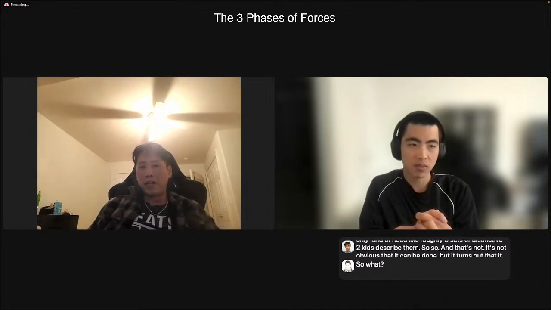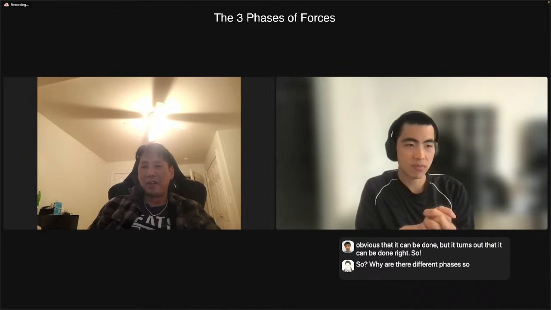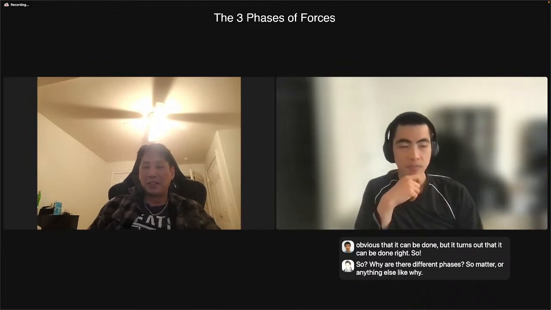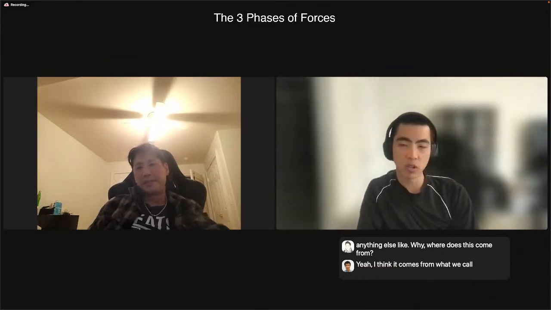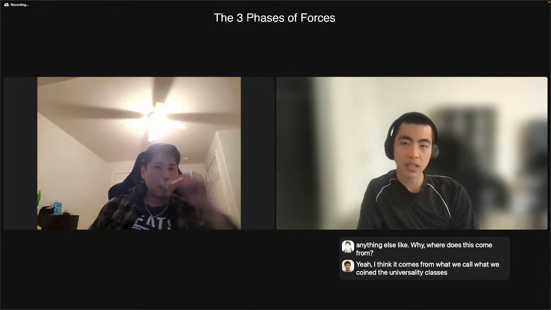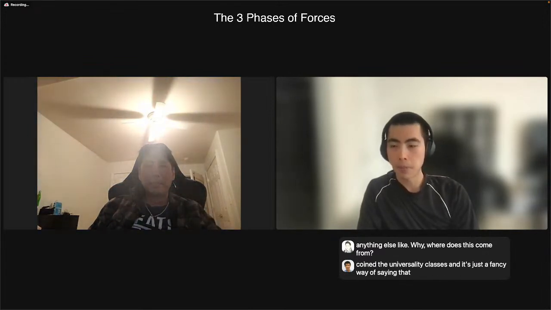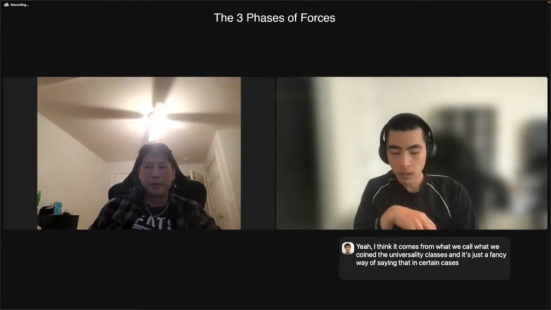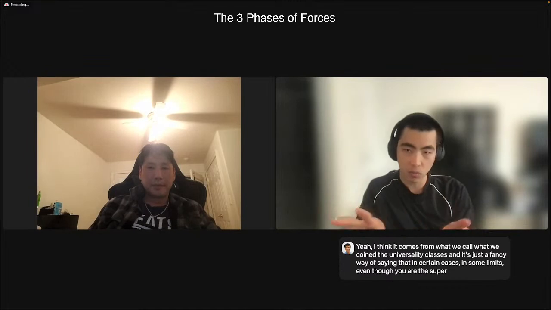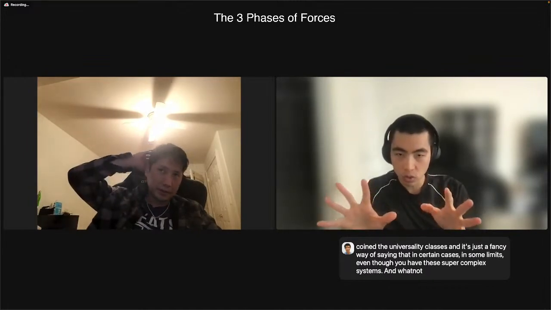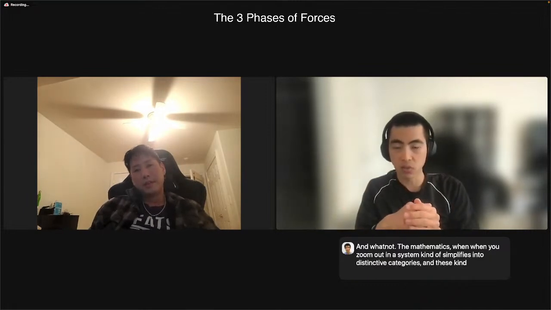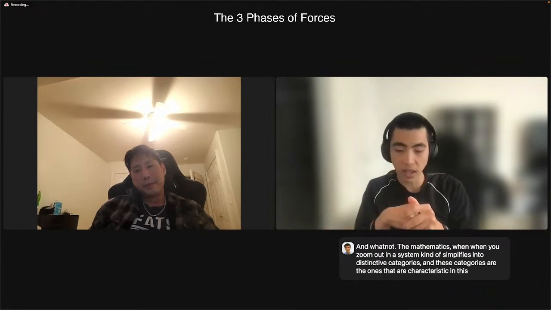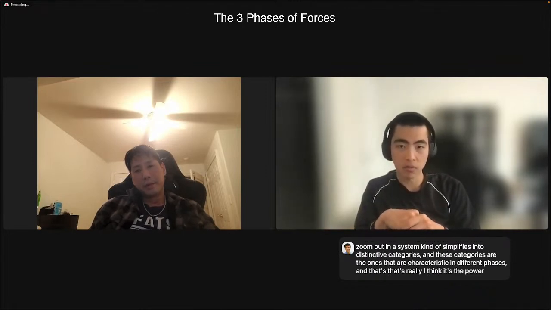So why are there different phases of matter or anything else? Where does this come from? Yeah, I think it comes from what we coined universality classes, and it's just a fancy way of saying that in certain cases, in certain limits, even though you have these super complex systems, the mathematics, when you zoom out in a system, kind of simplifies into distinctive categories, and these categories are the ones that are characteristic in different phases. That's really, I think, the power of using phases to describe materials like water.